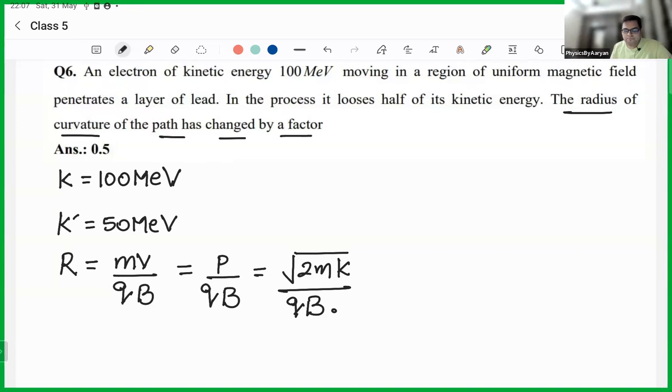So what will happen? The number one question that comes here is very crucial, actually a very important question. Can we use classical mechanics, or do we need to use relativistic mechanics? Or will using classical mechanics be enough? We should use relativistic. Why should we use relativistic?